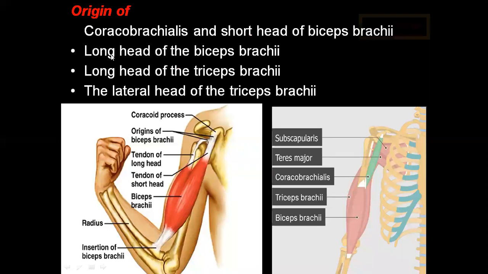We have a few muscles originating also under the cover of deltoid. That is the origin of the short head of biceps, coming from the coracoid process. From the supraglenoidal tubercle, we have the long head of biceps. From the infraglenoidal tubercle, we have the long head of triceps. From the posterior aspect of the humerus bone, we also have lateral head of the triceps brachii, isn't it? So all these muscles are seen once you cut and reflect the deltoid muscle. So all these muscles are originating under the cover of deltoid.